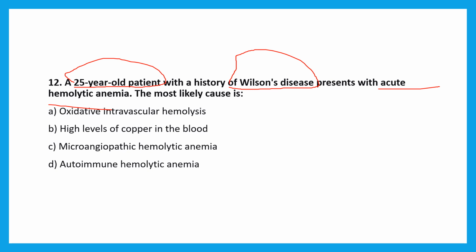So look at this. In Wilson's disease, the acute hemolytic anemia that we are seeing here occurs due to what? Due to the sudden release of copper from the liver into the bloodstream. Now, copper itself is a potent oxidant that damages RBCs. The main thing we can talk about is the damage of RBCs, that leads to hemolysis, right? So the correct answer is B, high levels of copper in the blood.